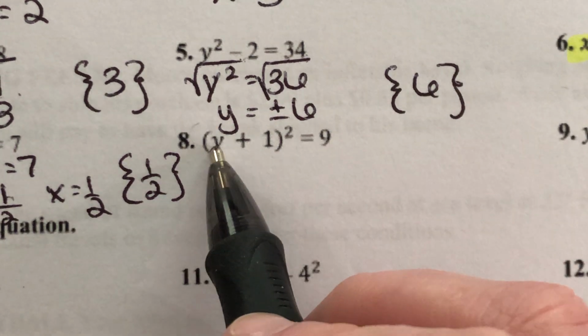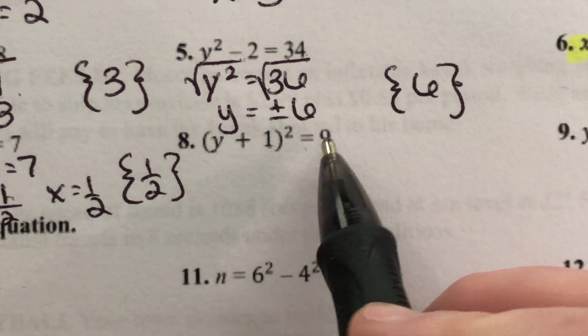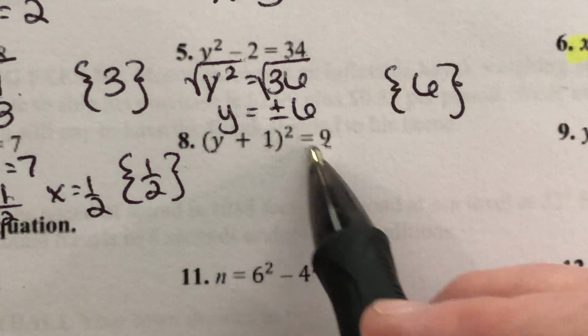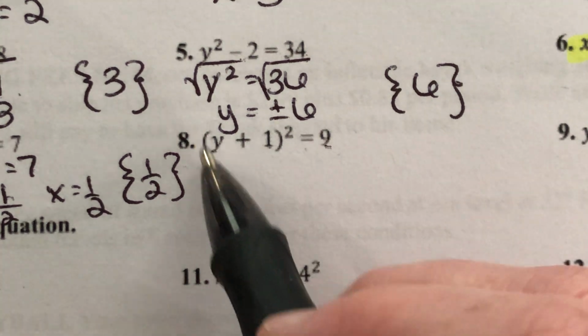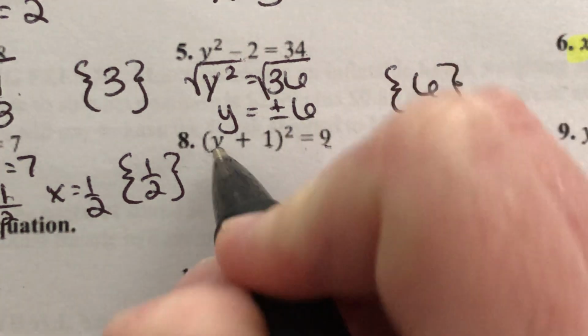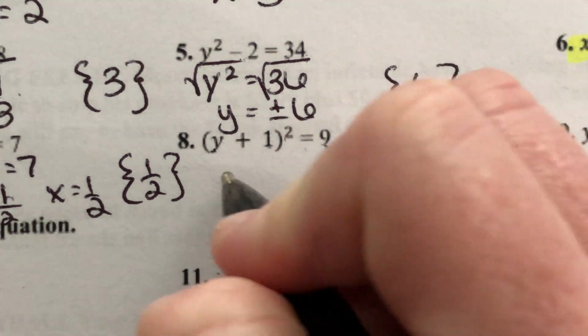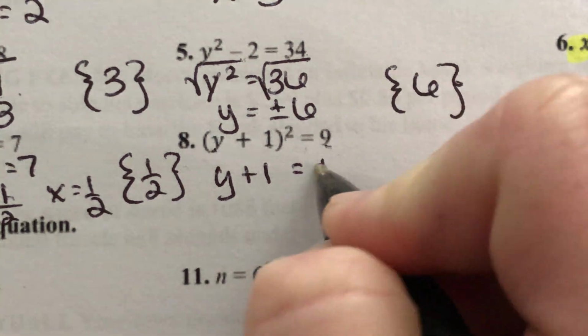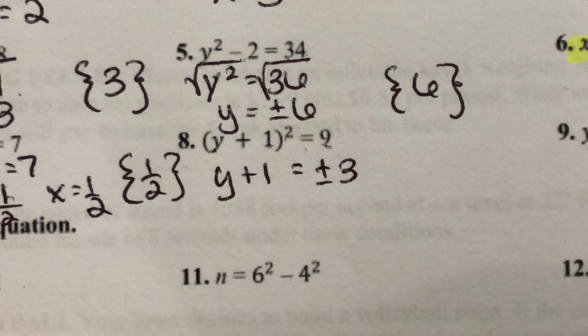Back to y's. Here I have y plus 1 squared equals 9. Well, what I notice is this entire side is being squared, and this entire side is a perfect square. So I can actually take the square root of both sides. So when I take the square root of y plus 1 squared, I just get y plus 1. And when I take the square root of 9, I get plus or minus 3.